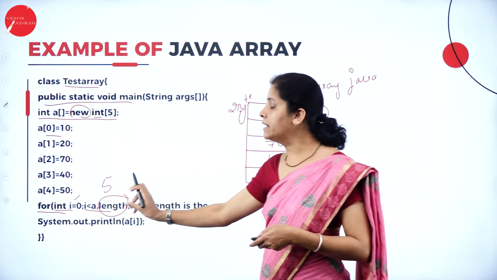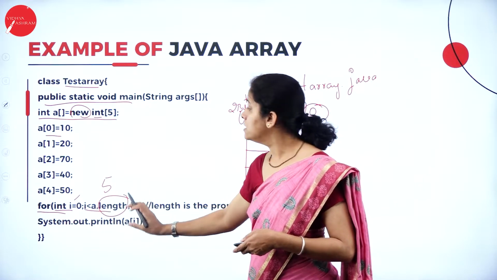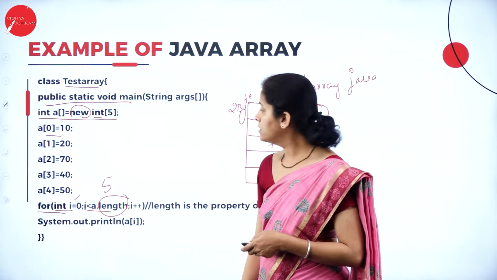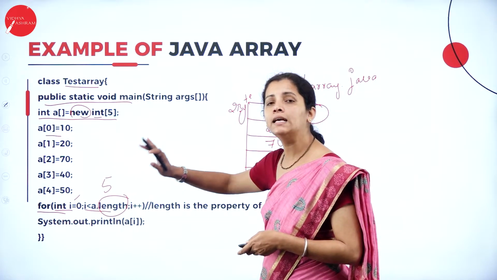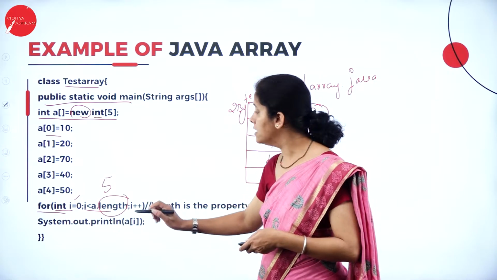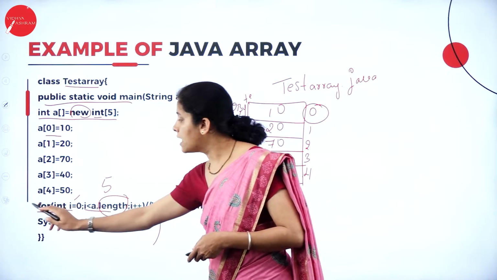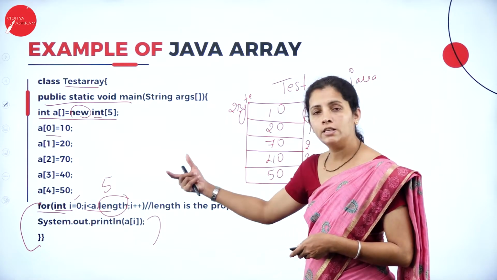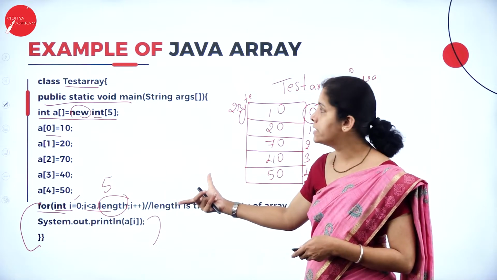Until the given condition is satisfied, this for loop is going to execute. Okay, now when the condition fails, the control transfers to the next statement and it's going to execute the rest of the statements.